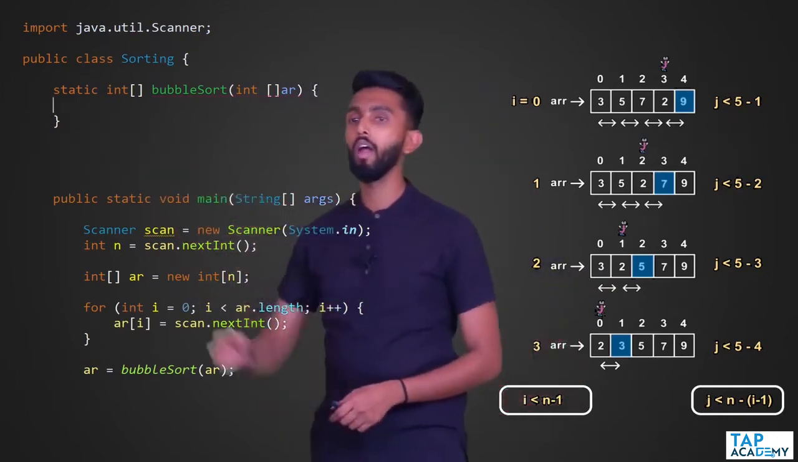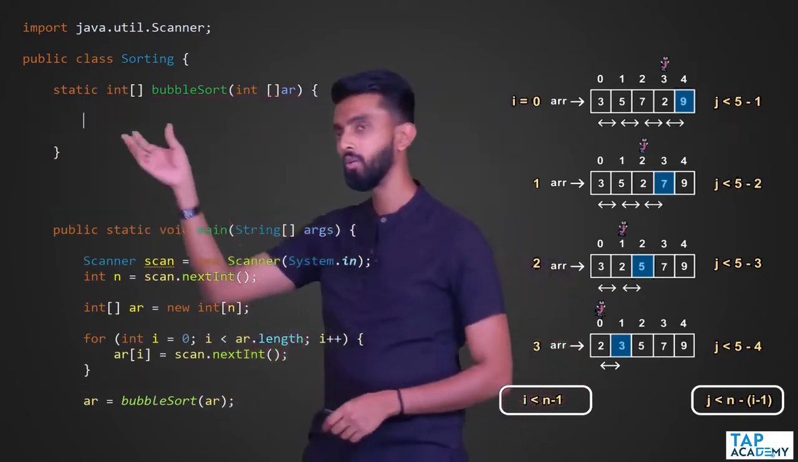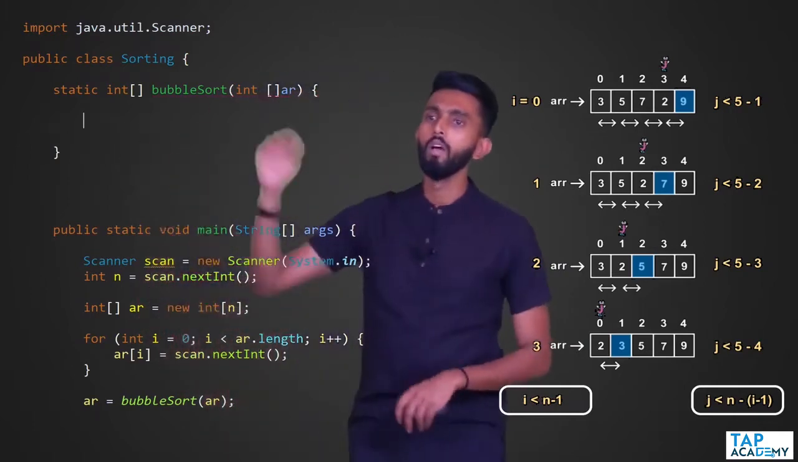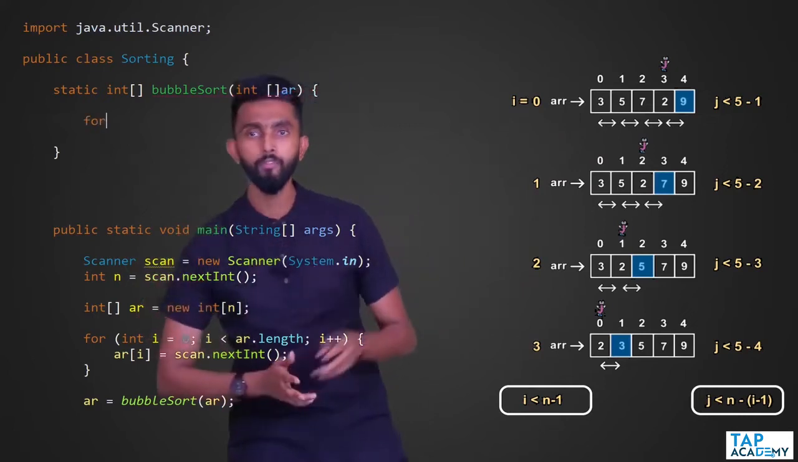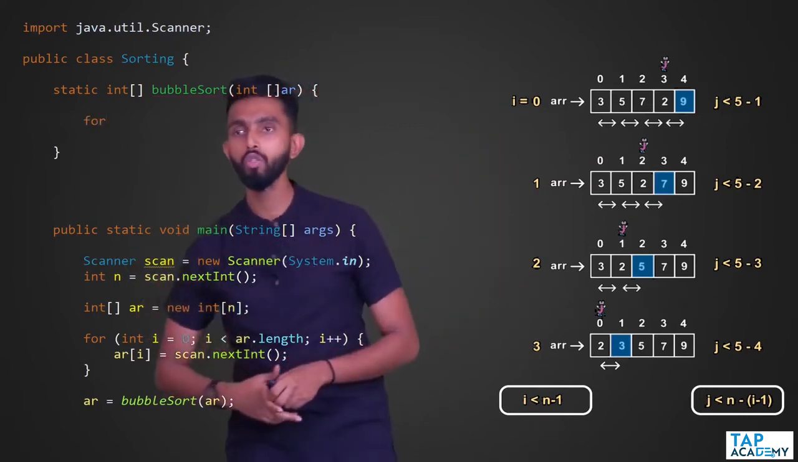Anyways, I will go here and now inside this what I would like to do is I'm going to now apply this logic. So for, first the outer loop, int i equal to 0.